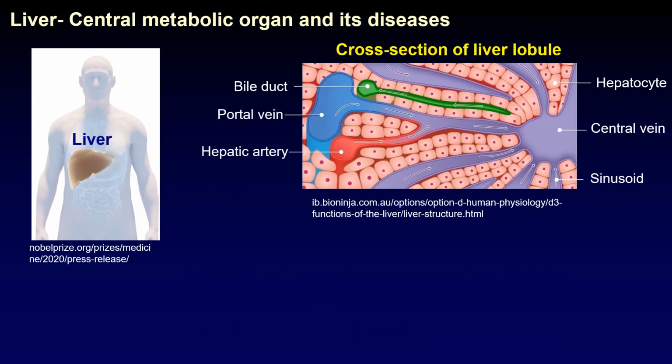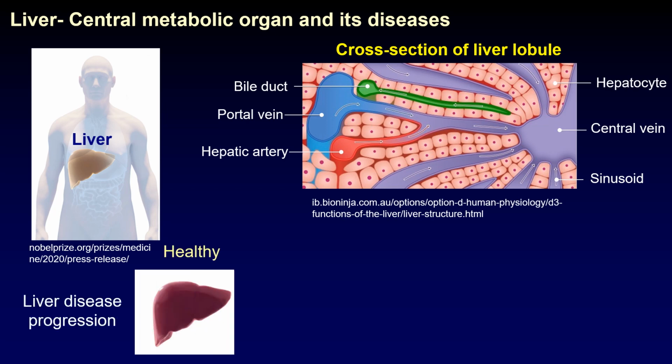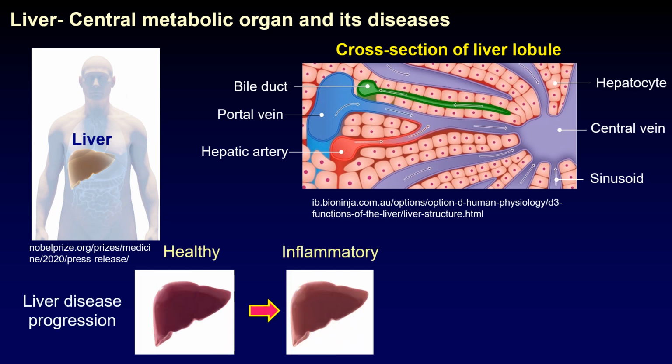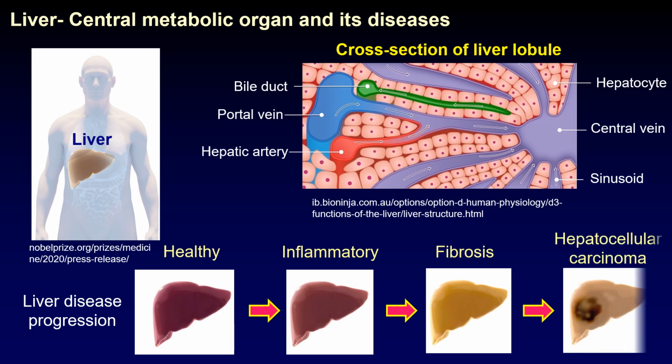Liver is the central metabolic organ of the body. High metabolic activity in liver is supported by an efficient microvasculature and is responsible for providing oxygen and nutrients to different organs. Physiological and structural changes in liver microvasculature are associated with several liver diseases that can trigger the progression from healthy to inflammatory to fibrosis and finally hepatocellular carcinoma.